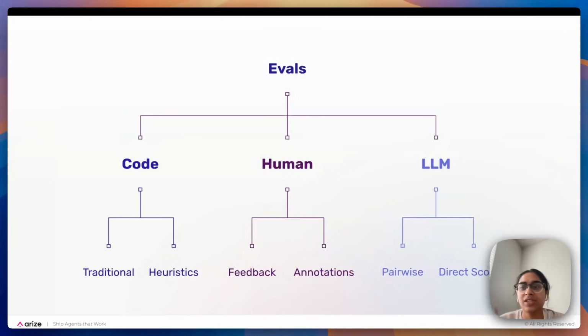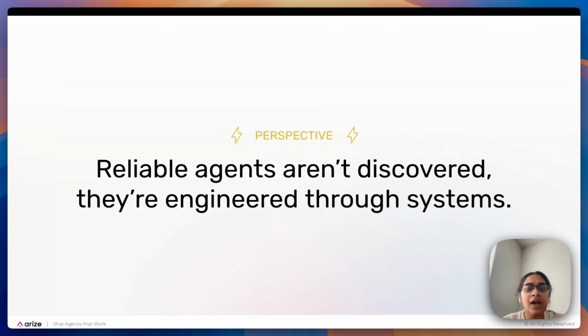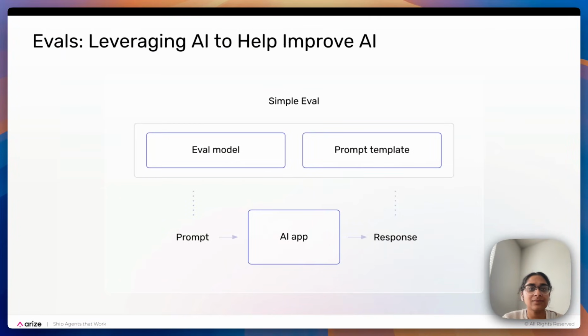So I think this chart is somewhat encompassing of the different kinds of evals that you can run. A key point that I really wanted to focus on here is that reliable agents aren't discovered. They are engineered through your system. The key message here is that reliability is engineered. You want to have these systems in place, these systems meaning evals, over just general vibes of, okay, this is going to do well. And in order to engineer these, you need evals, is the main point.